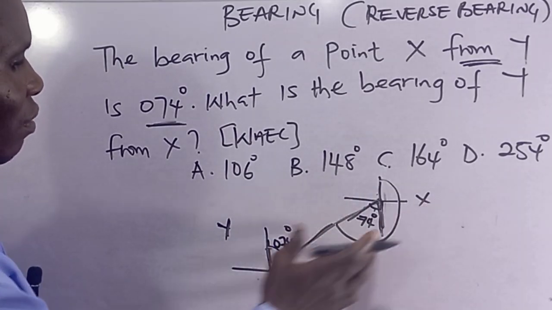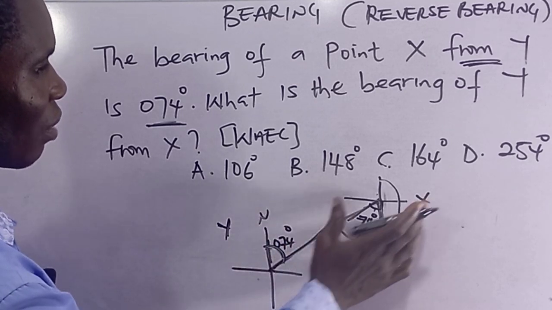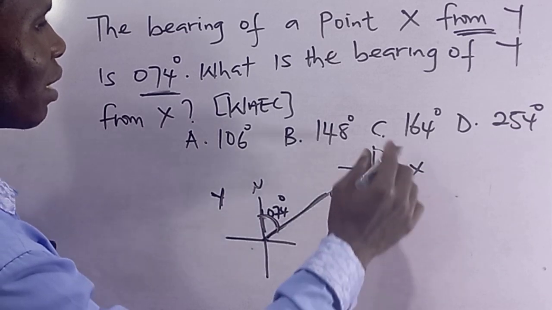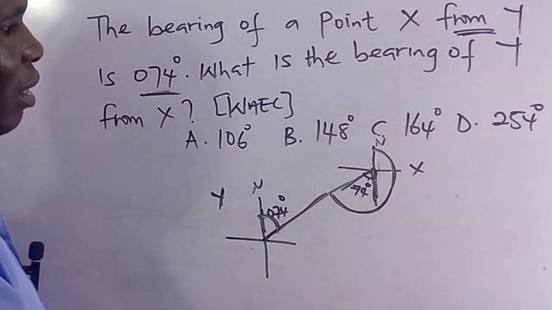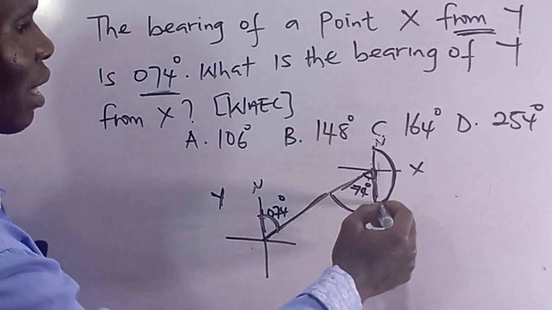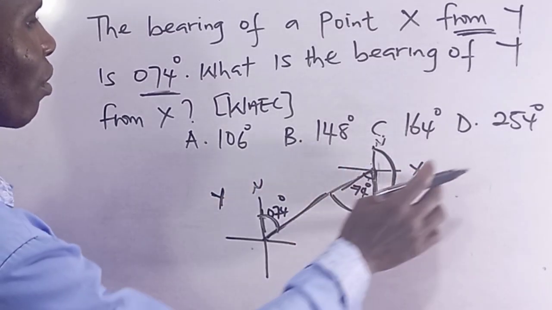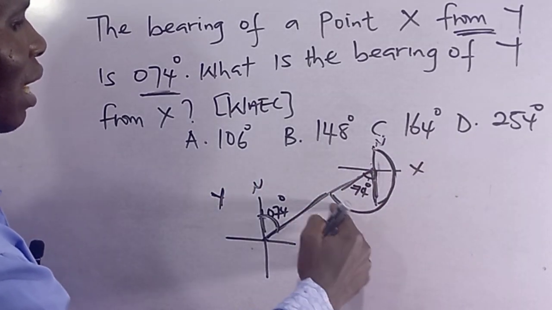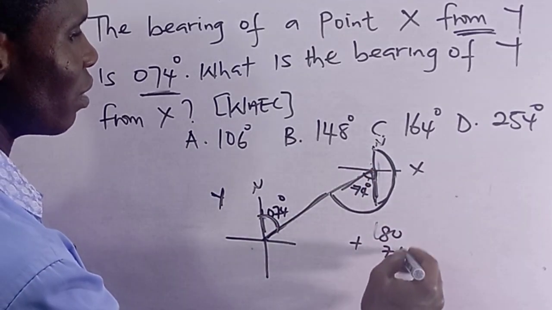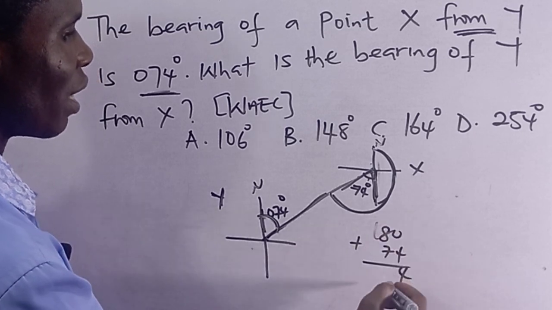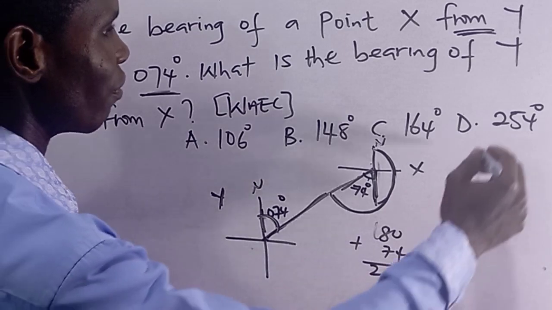So the bearing of X from Y is the angle between the north and the line that connects X and Y. And the bearing of Y from X is the angle between the north and the line that connects X and Y. But here we have the angle in a straight line plus 74, and that gives us the bearing of Y from X. That gives us 180 plus 74, which is 254 degrees.